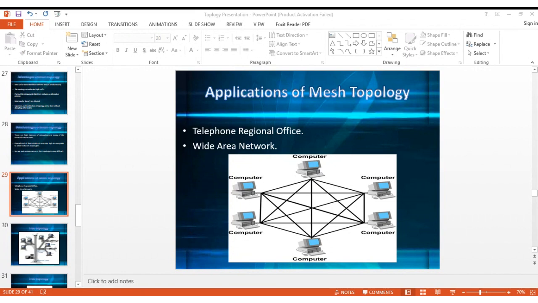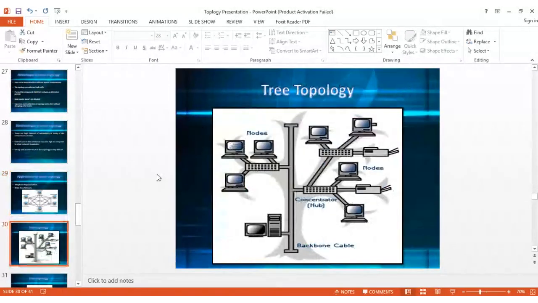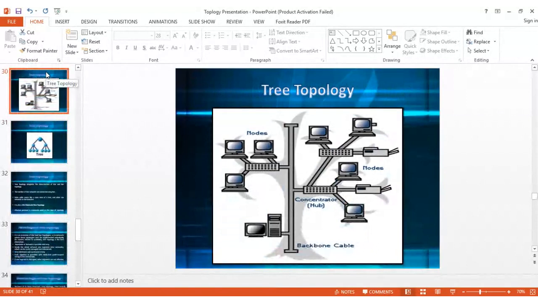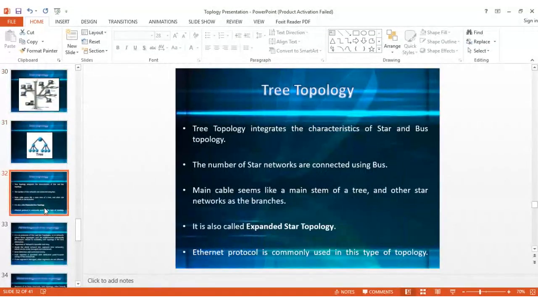Yeah, that is okay, so we can proceed now. The next topology is what you call the tree topology. Just look at it. It is here. And this is the tree topology. We can have the nodes here, the central device here, and a linear transmission cable here. This forms a tree topology. It contains the features of both the star and the bus topology.